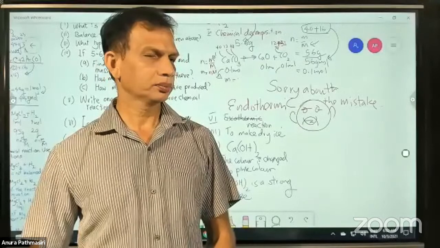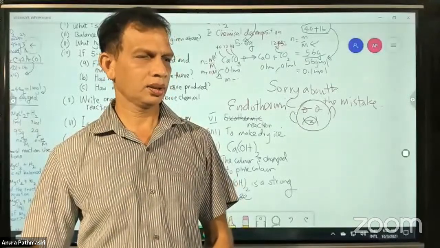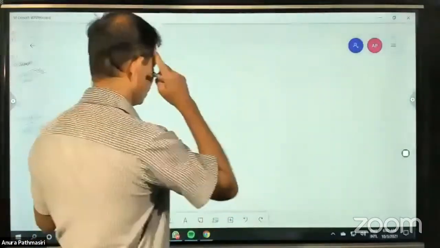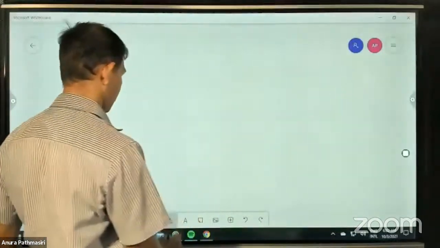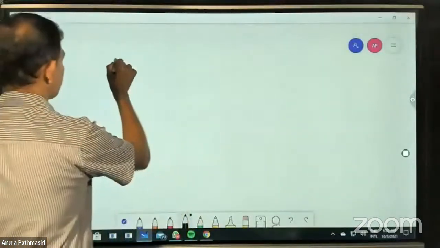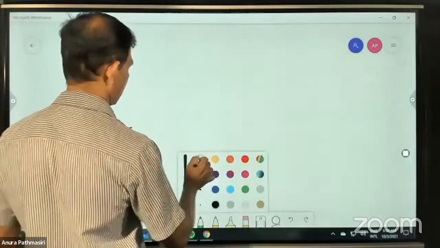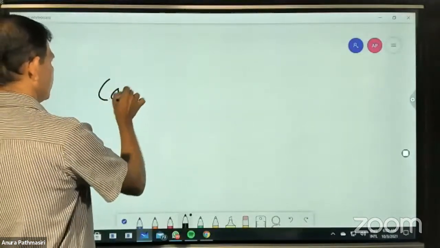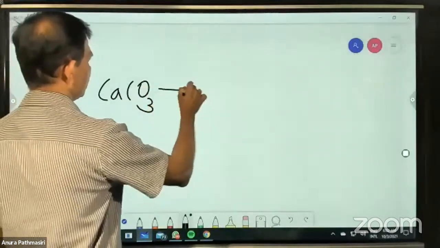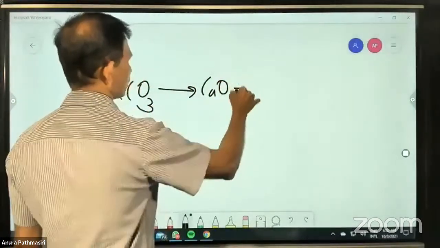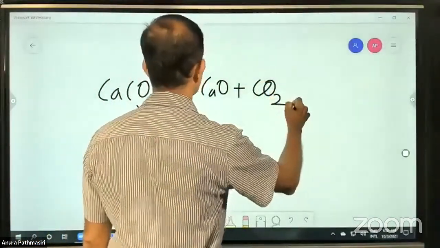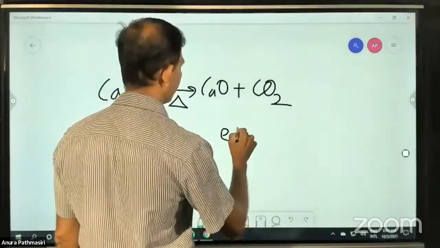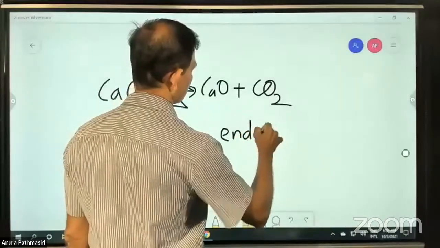Okay, fantastic. To end the session, we have more revisions. To finalize it, I must say: the decomposition of calcium carbonate into calcium oxide and carbon dioxide, the heat has to be given. This is an endothermic reaction. Endothermic.